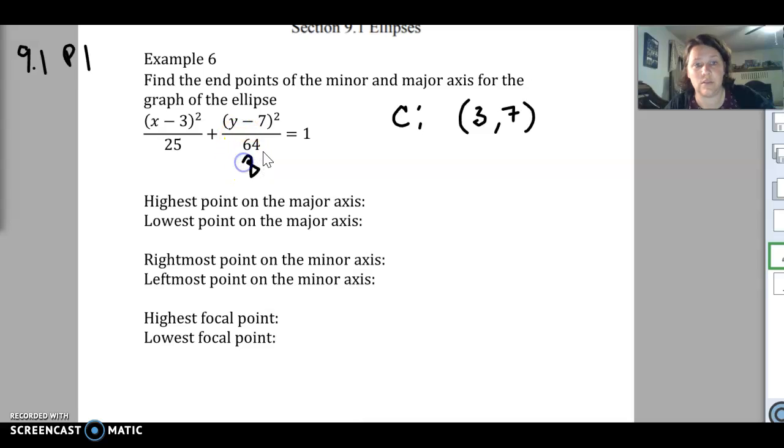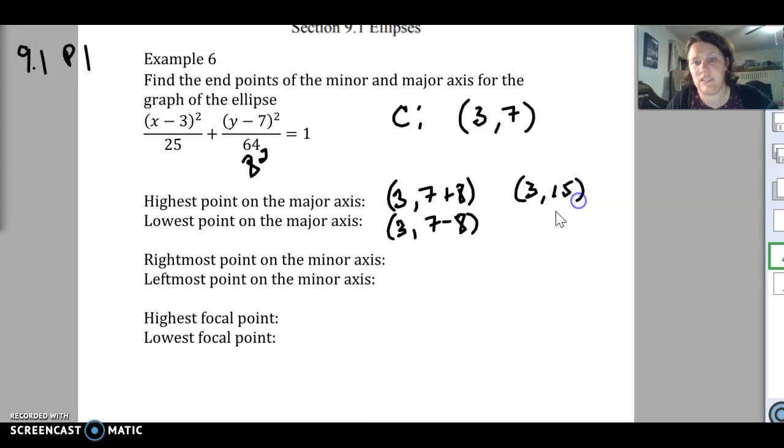64 is the same as 8 squared. So to find the highest point on the major axis and the lowest point on the major axis, we're going to have to add 8 and subtract 8 to 7. Since it's underneath the y, it's going to affect the y point of our center. So our highest point is going to be (3, 7 plus 8). The point (3, 7 minus 8) is going to be the lowest point on the major axis. So now let's figure those out. We would have (3, 15) and then (3, negative 1).